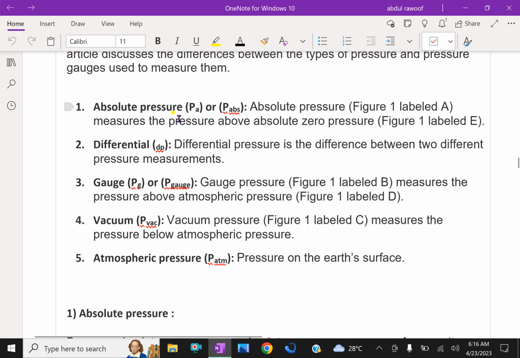First, absolute pressure. Absolute pressure measures pressure above absolute zero. Differential pressure. Differential pressure is the difference between two different pressure measurements. Gauge pressure measures the pressure above the atmospheric pressure. Vacuum pressure measures the pressure below atmospheric pressure. Atmospheric pressure is the pressure on the Earth's surface.